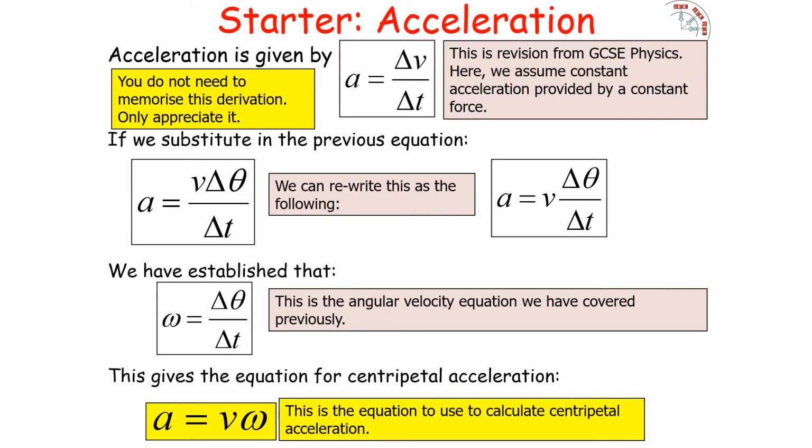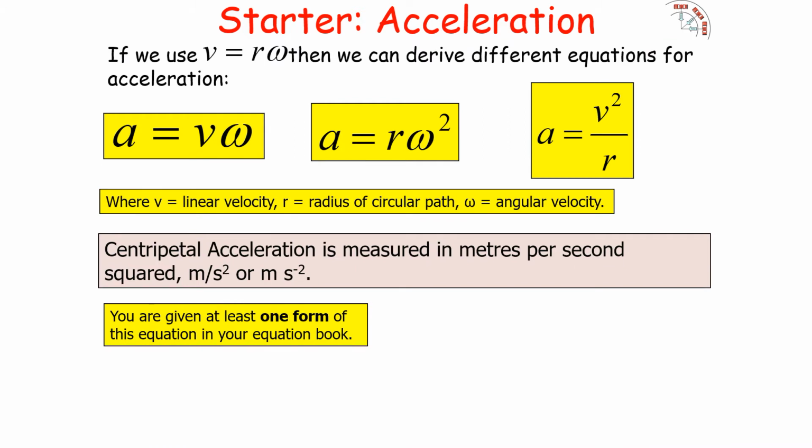You can work it all the way through by subbing in our equation from GCSE physics, acceleration equals change in v over t. Working this through, we get an equation for centripetal acceleration equal to v times omega. Now if we use v equals r omega, we can derive three different equations for acceleration: a equals v omega, or a equals r omega squared, or a equals v squared over r.